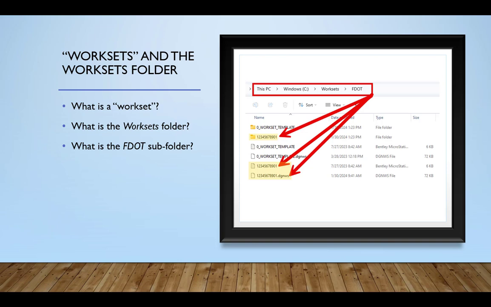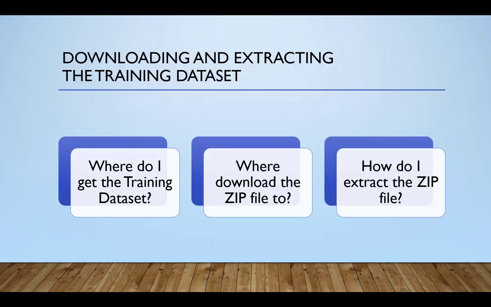Note that the workset 12345678901 is located in the FDOT subfolder of the worksets folder along with the files 12345678901.cfg and 12345678901.dgnws. As mentioned before, you will receive an email with information regarding the required versions of the FDOT software and base CAD application, as well as a link to the training dataset.